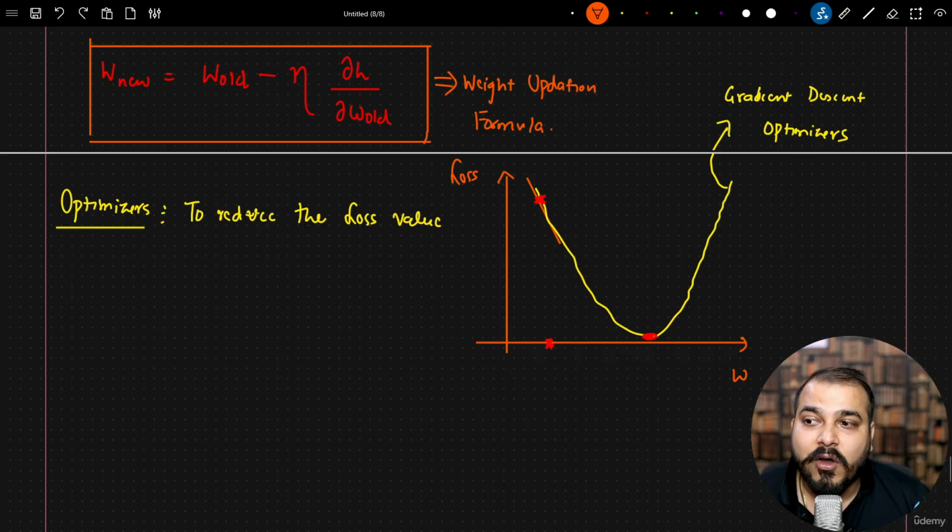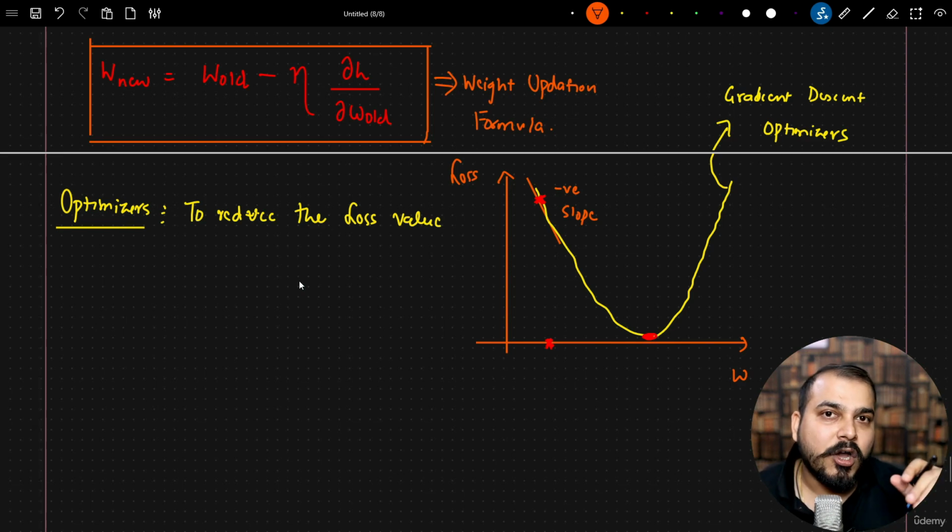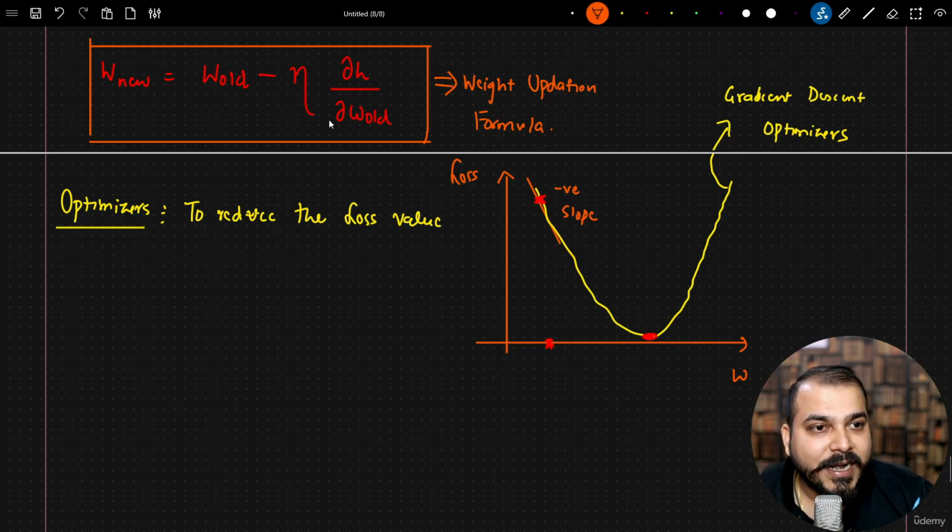Whenever the right side of the line is pointing downwards, what kind of slope will we get? Just think over it. We will get a negative slope, and this can be proved mathematically also. If it is pointing downwards, it is a negative slope. That basically means W and loss are inversely proportional. So whenever I calculate the derivative of loss with respect to this particular value of weight, you'll see that I'm getting a negative slope. Negative slope basically means a negative value.